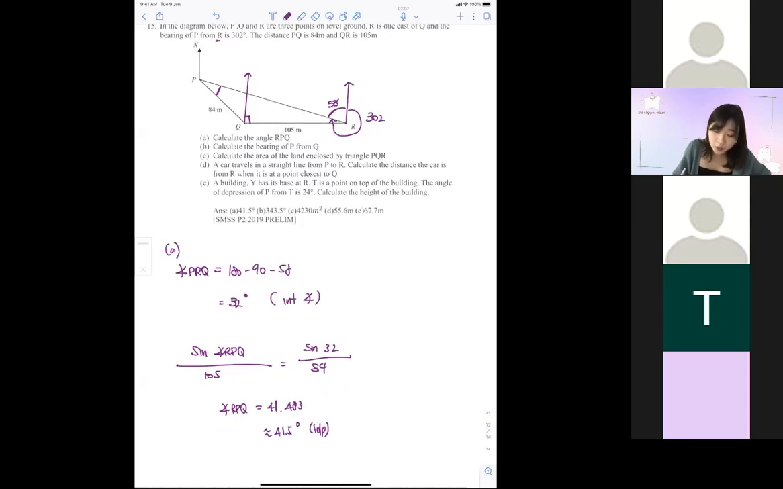Okay. Next one, I want to find the bearing of P from Q. So from Q is here, bearing of P from Q, here, all the way to here. I say one more time, bearing of P from Q is from Q all the way to the line PQ, here. Okay, so in order for me to find this, I must find this one first. Okay, so let's see how I can find that.